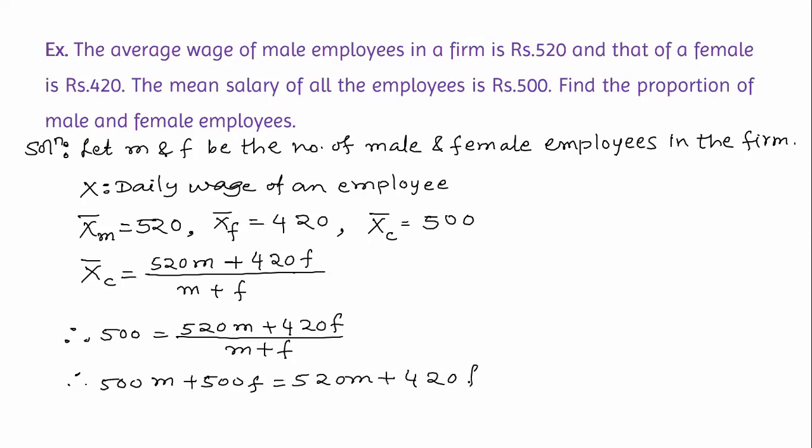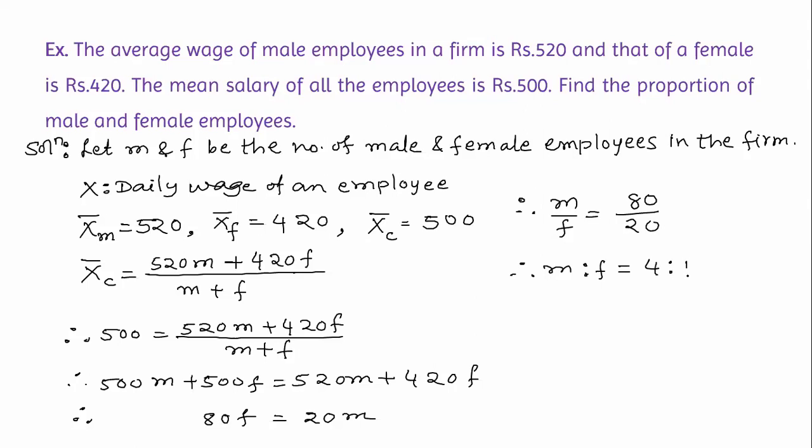And quickly, again we can say that on the right hand side 20m is equal to 80f, and therefore m is to f is equal to 80 by 20. So the ratio, the proportion of male and female, is equal to 4:2. So this is the answer. Okay, so take a screenshot.